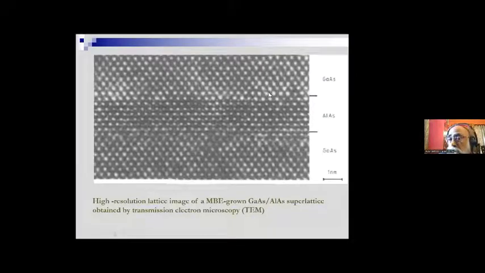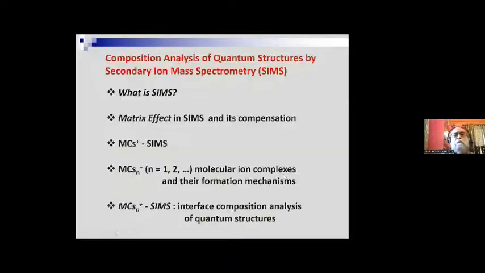Now, depending on the lattice constant differences, it can be a homo or hetero structure. If we grow silicon on silicon, it is a homo structure, and if we grow germanium on silicon, it becomes a hetero structure. Okay, now this is the third part of my talk, where we are going to quantify the elemental composition in the quantum structure using ion beams. Now we are using the SIMS technique.